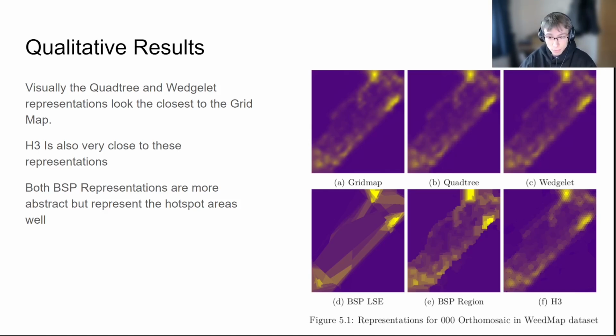The same can be said for the hexagon representation. There are lots of smaller hexagons on the areas where there are very high weed values, and there are larger hexagons in the areas where there are not. So all in all, these representations are working correctly for the GP.